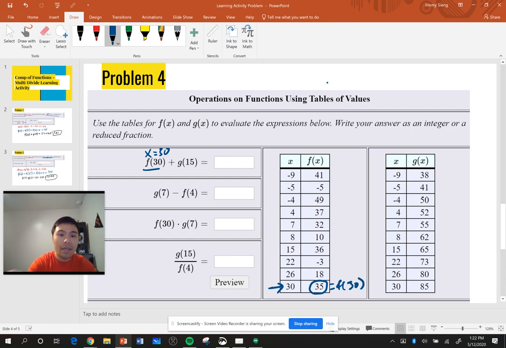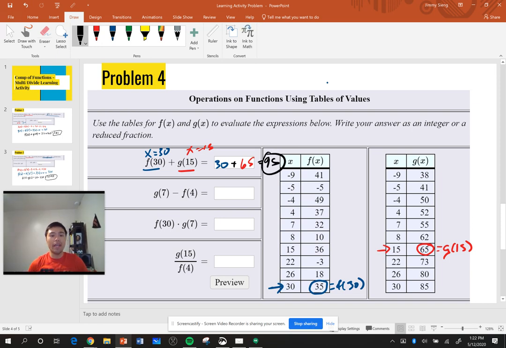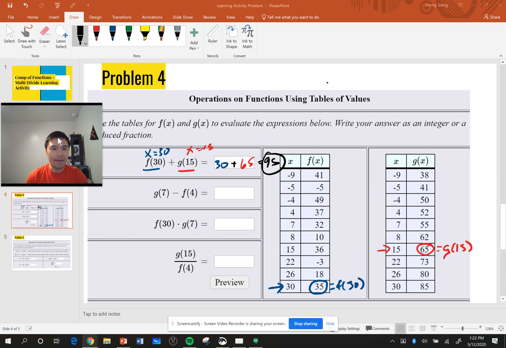All right? If I was to do g of 15, well, that's when x equals 15. Here's your g function over here. There's x equals 15. And the g of 15 is 65. So in the end, you just have 30 plus 65, which should just give you 95, all right? So you do that for each one of those, and you should be good with that, all right?